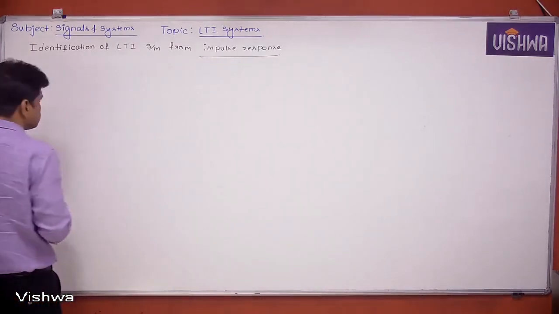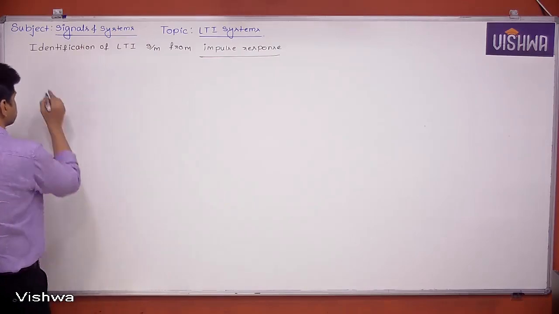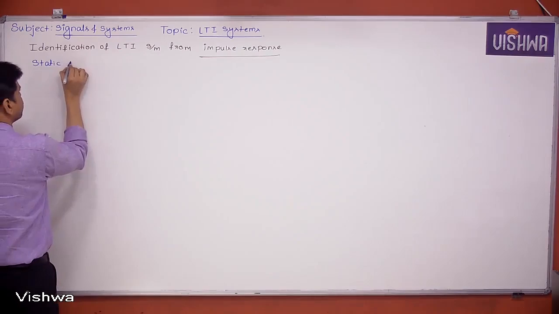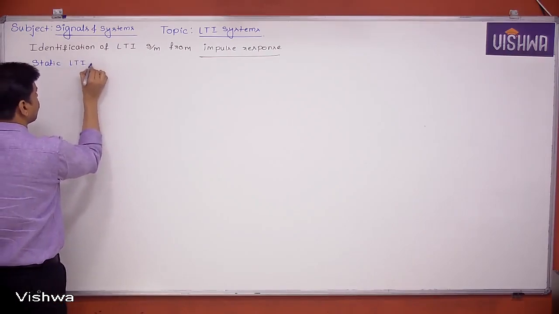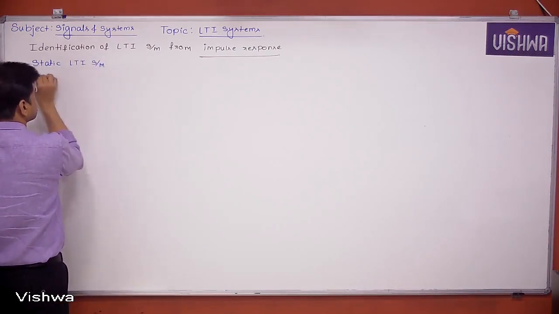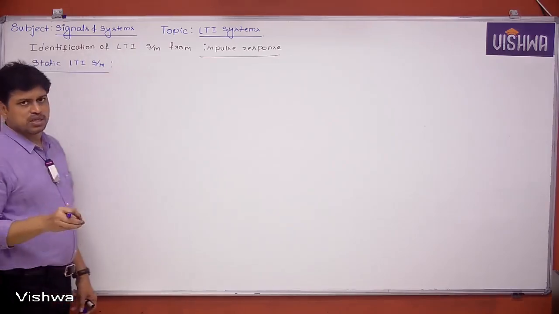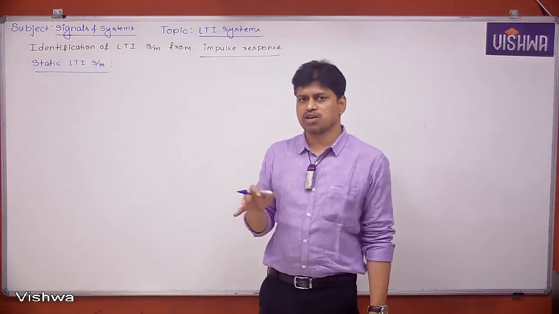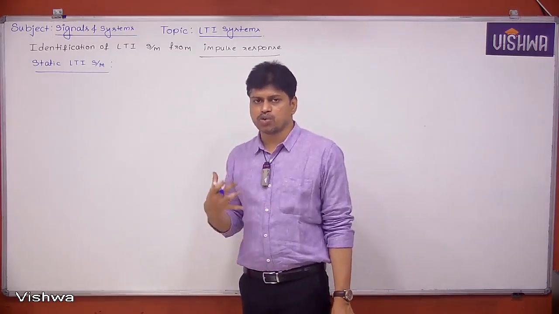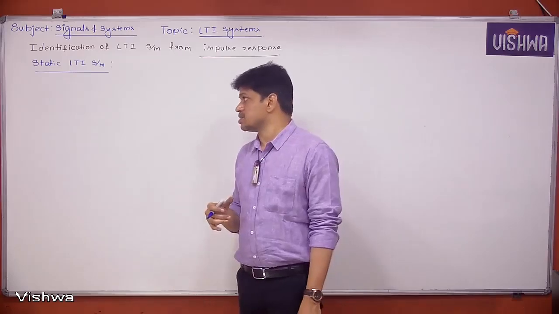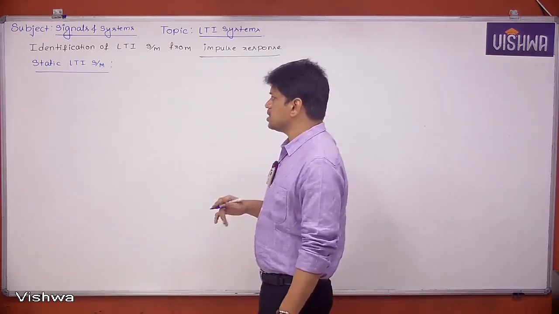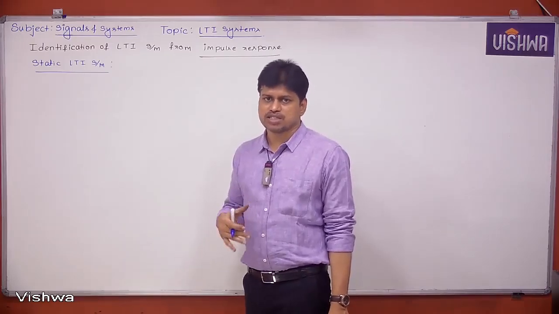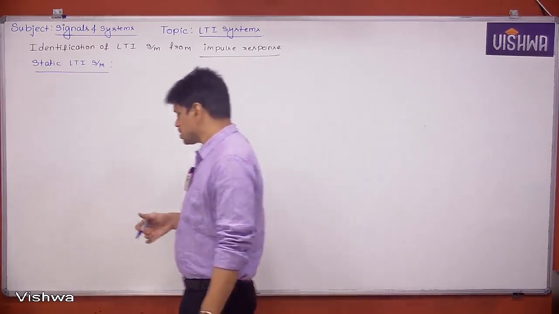First, I will go with the static LTI system. If an LTI system is static, what is the condition on h of t or h of n? How must they behave so that it is a static system? That's what we have to see now. First I will go with the discrete time case, and from the analogy we can say the same holds for the continuous time. So first let's go for discrete time.